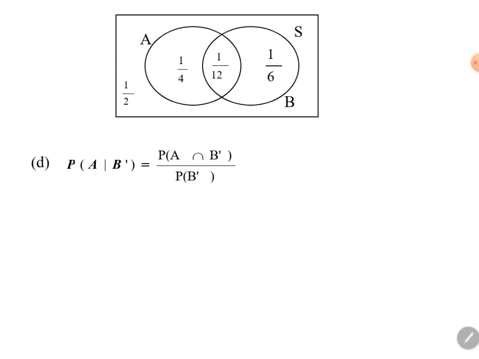So probability of A given B prime means that we use the formula, which is equal to probability of A intersect with B prime divided with probability of B prime. So probability of A intersect with B prime, we found it in question C, which is equal to 1 over 4. And probability of not B or B prime is equal to what? Yes, it is equal to 1 minus probability of B. So what is probability of B? Probability of B is equal to 1 over 4. So 1 minus 1 over 4 will be 3 over 4. So the answer for this question is equal to 1 over 3.